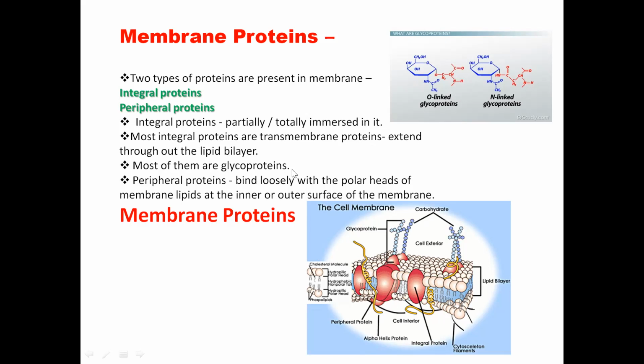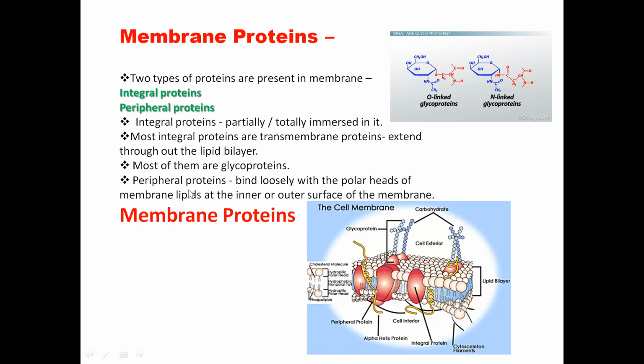Most of them are glycoproteins. Glycoproteins mean a carbohydrate molecule is attached to the protein. You can see this is the carbohydrate moiety attached to the basic structure of proteins, meaning NH2 and COOH are present, so that is why it is called a glycoprotein. Peripheral proteins bind loosely with the polar heads of membrane lipids at the inner or outer surface of the membrane.